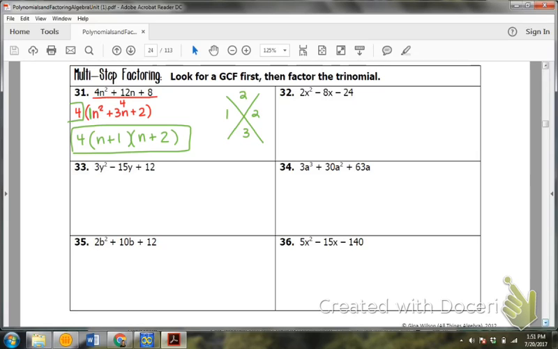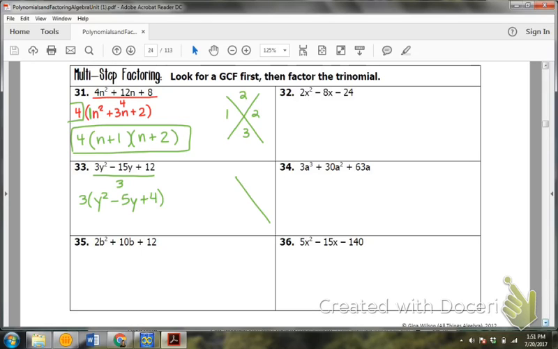Okay, let's do one last one. Let's do number 33. By yourself. Go ahead and press pause if you're watching the video. What's the greatest common factor on 33? Oh my goodness. We're going to pull a 3 out, right? And that gives me y squared minus 5y plus 4.